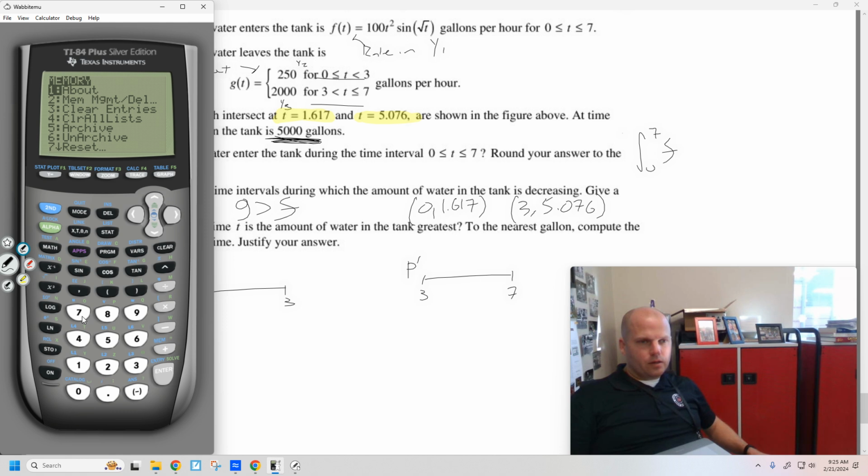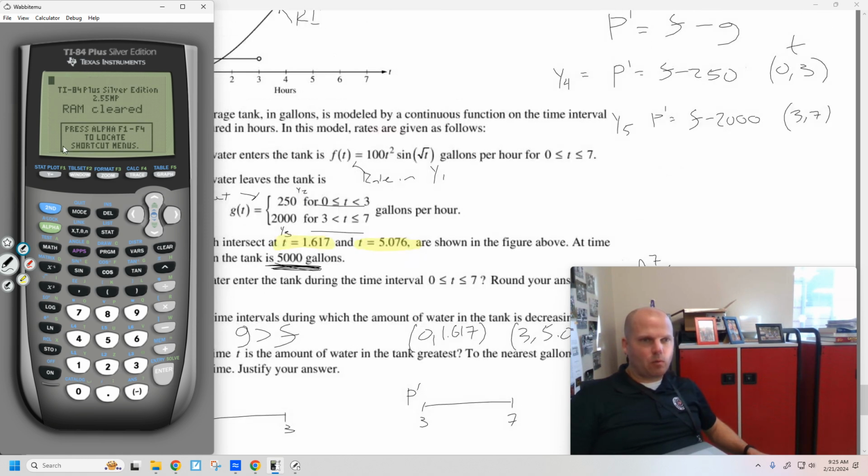Let's get everything out of here. Reset. Let's graph our Y1, our rate in. Have that ready to roll. If we have to use it multiple times, it's helpful that it's here. Let's graph our rate out from 0 to 3 and from 3 to 7. Let's graph our rate in minus our rate out for my first interval, which you're going to see the combination of what they show. And then let's graph our rate in minus our rate out for our second interval.